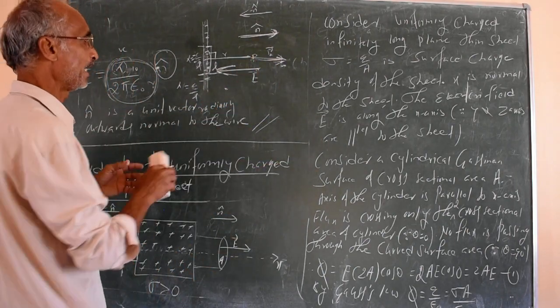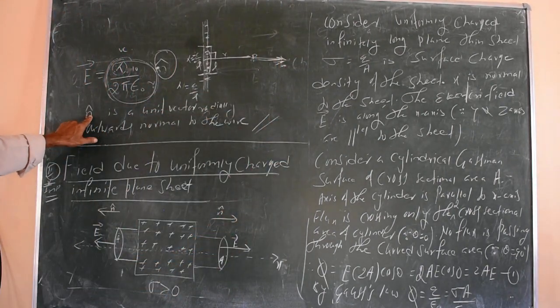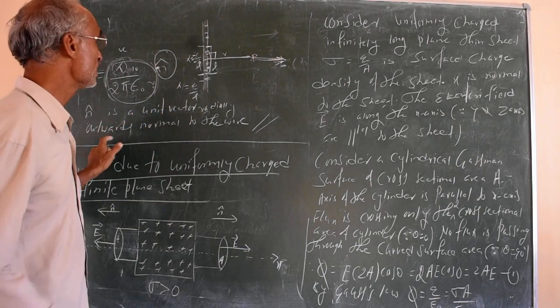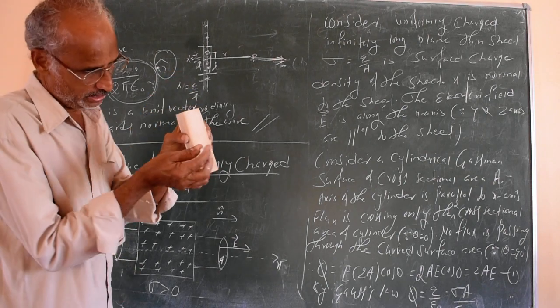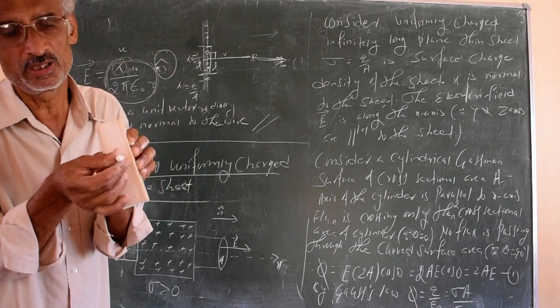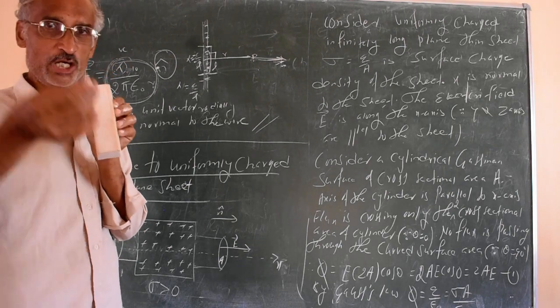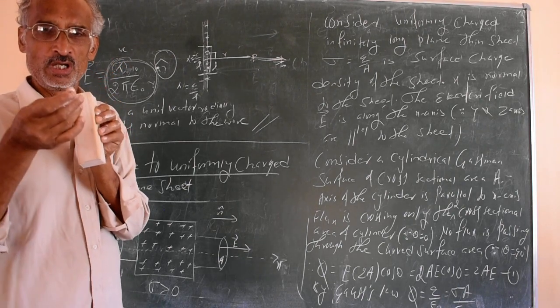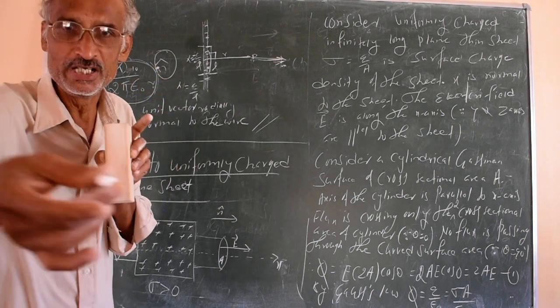Therefore, n cap is not bidirectional. n cap is a unit vector. That person last year was writing the n cap explanation. n cap is a unit vector radially outwards, normal to the wire. This is the wire. Perpendicular to it, n cap comes out like this. What is the direction? Outwards only. But the field may be outwards or inwards. If the charge is positive, then here you get plus n cap, and our field is radially outwards.